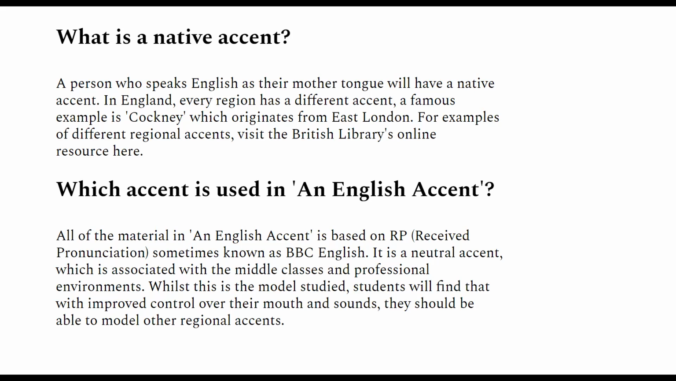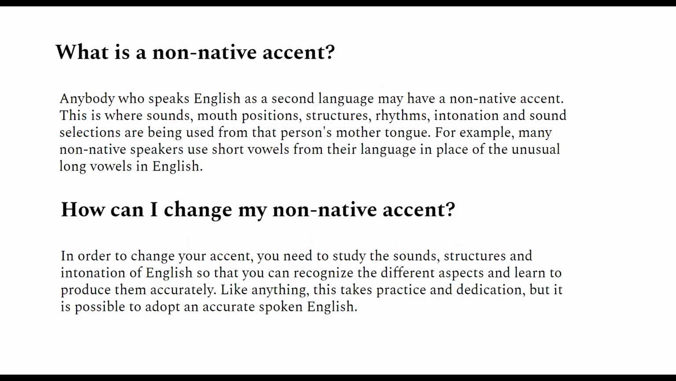Students will find that with improved control over their mouth and sounds, they should be able to model other regional accents. What is a non-native accent? A person who speaks English as a second language may have a non-native accent. The sounds, mouth position, structure, rhythms, intonation and sound selections are taken from that person's mother tongue. For example, many non-native speakers use short vowels instead of long vowels.